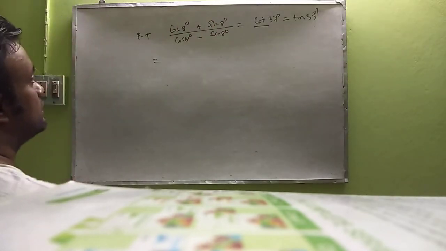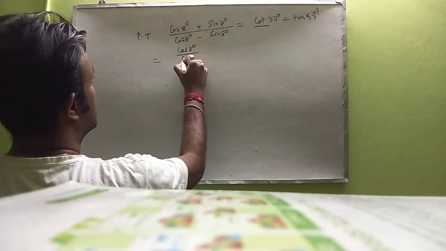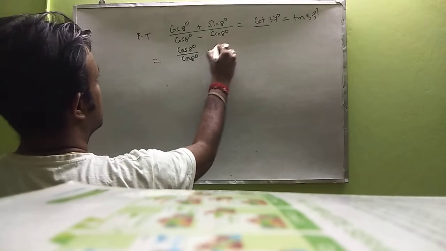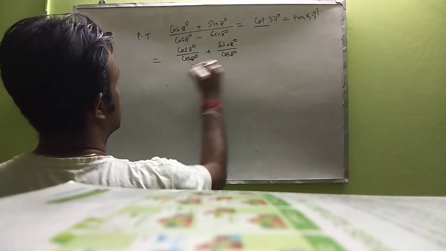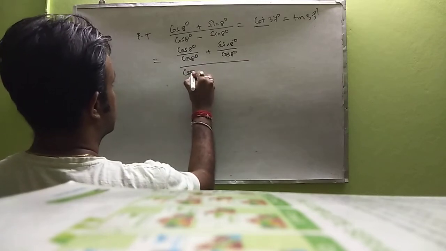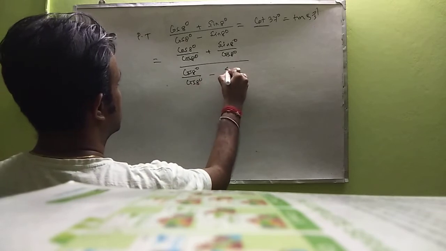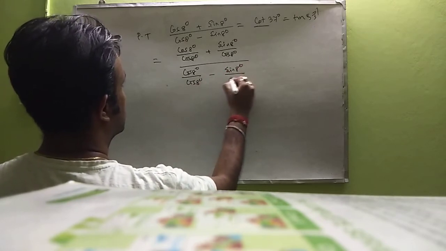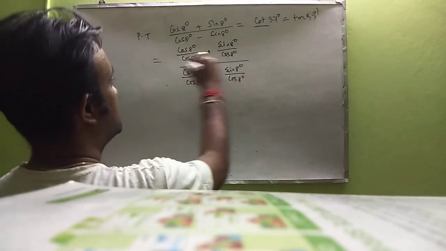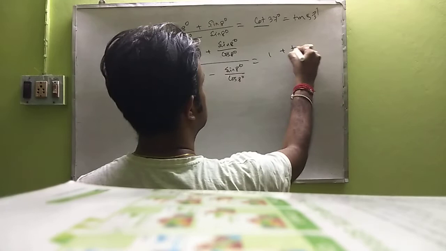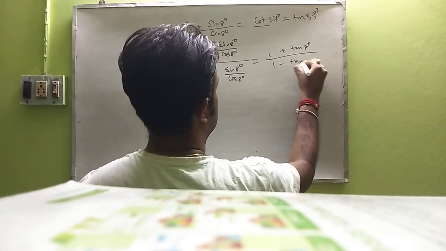So we divide this cos 8 by cos 8, and so we can write here 1 plus tan 8 by 1 minus tan 8.